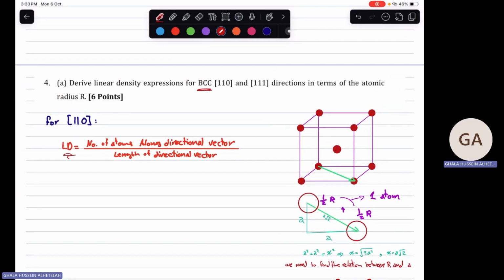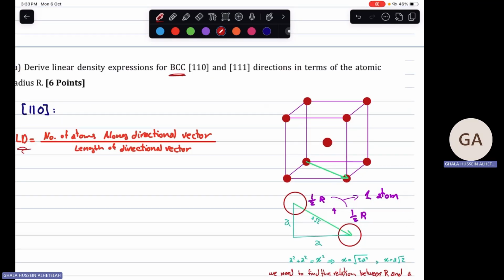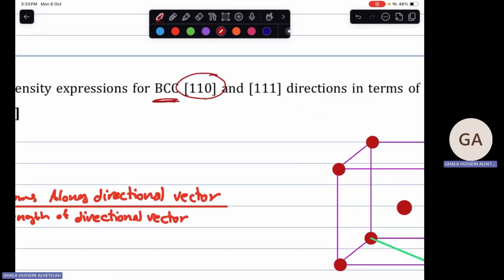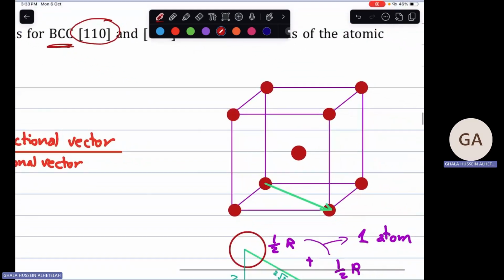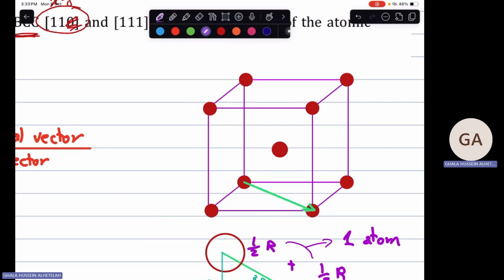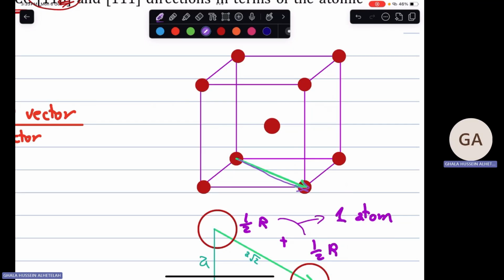as we know, the linear density equation is the number of atoms across the vector direction divided by the length of the direction vector. Okay, to find the number of atoms in this vector direction, let's take this directional unit. We have x and y, and it doesn't go across the y direction. We don't have height, so it is going to be this vector. This vector is represented as 1 1 0.